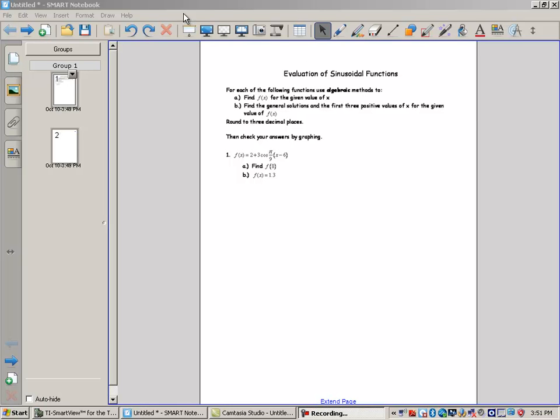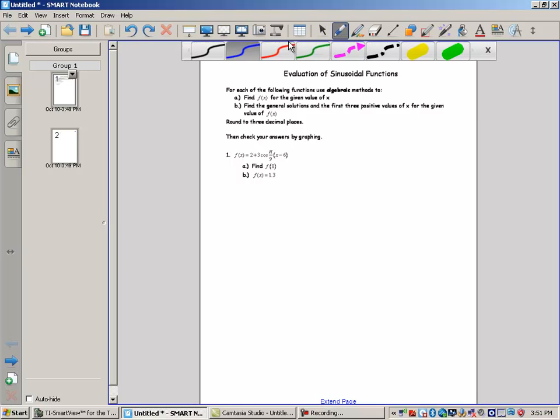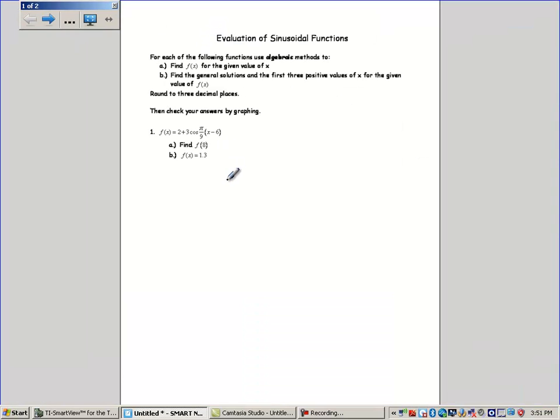Hello, we are going to do some evaluation of sinusoidal functions today, and I'm going to probably have to make this into two parts. I'm going to do a cosine example, and then I'll probably have to stop it, and then I'll do a sine example because it's going to be probably over 15 minutes. What we're going to do is find function values of sinusoidal functions, and then find some general solutions, and we're going to do a lot of algebra with this.